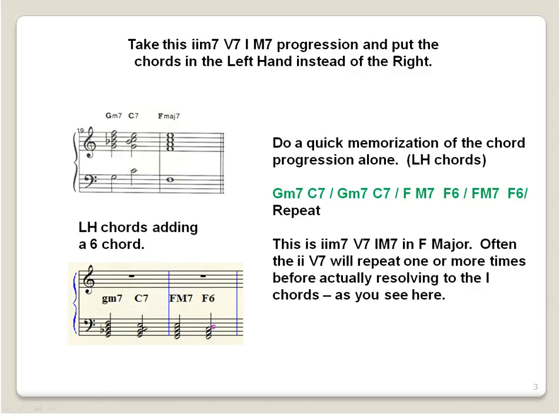Then we take those very same chords and put them in the left hand. G minor, drop your top 2. C7, drop your bottom 2. F major, drop just the top 1, and we've got an F6. Now, once I can get the sound and feel of that, I'm going to do a quick memorization of the left-hand chord progression, just the left-hand chords. And you see it there written in green. This is the 2 minor 7, 5 7, 1 major 7 in F major.